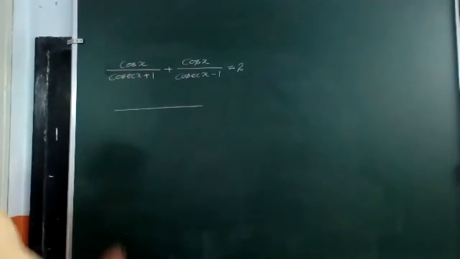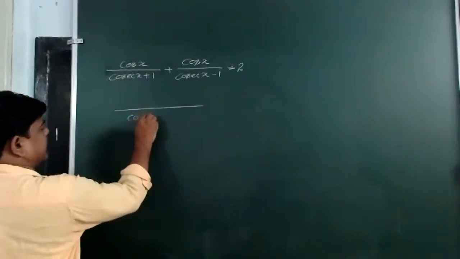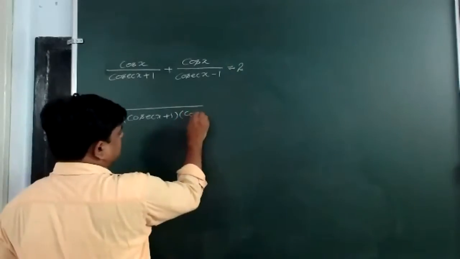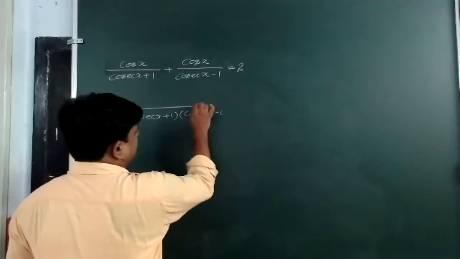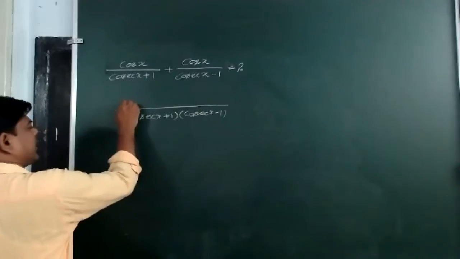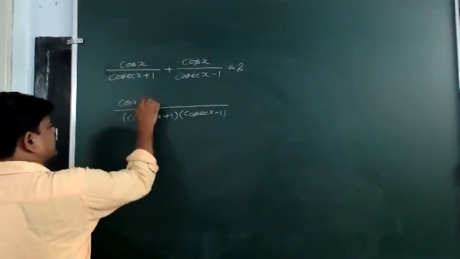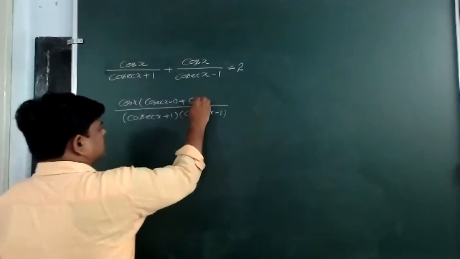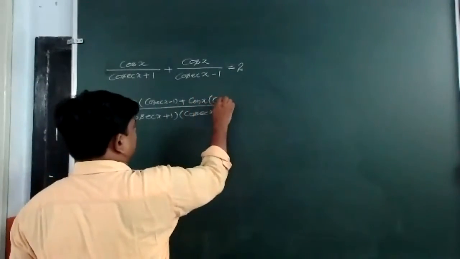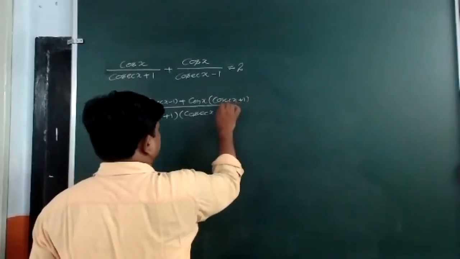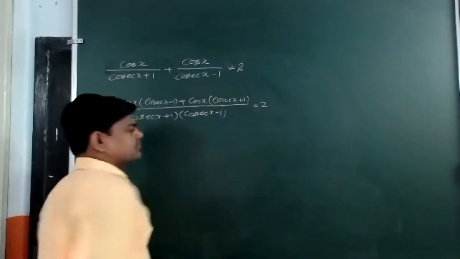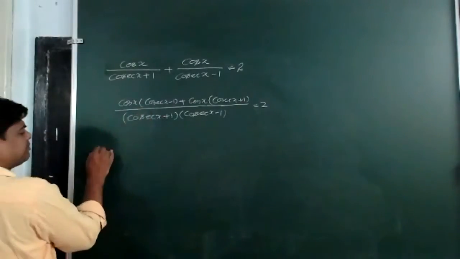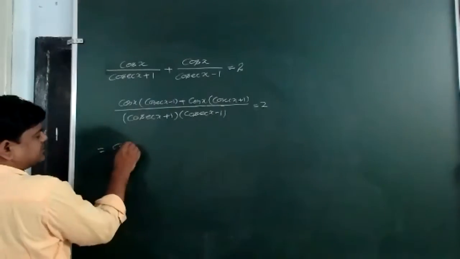So when I take the LCM, it will be written something like this: cosec x plus 1 into cosec x minus 1, and it can be written as cos x into cosec x minus 1 plus cos x into cosec x plus 1, and that is equal to 2. Now, when I simplify, I get something like this.